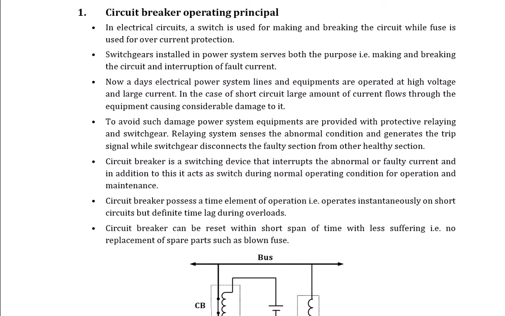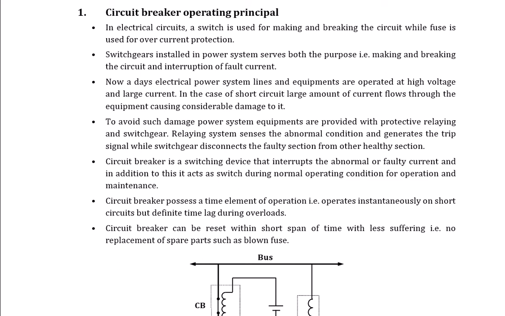But a circuit breaker can make and break the contact many times, and we don't have to look after the installation. We cannot install any additional thing inside a circuit breaker, like the fuse. Switchgear installed in a power system serves both purposes, making and breaking the circuit, and interruption of fault current. Nowadays, electrical power system lines and equipment are operated at high voltage and large current.